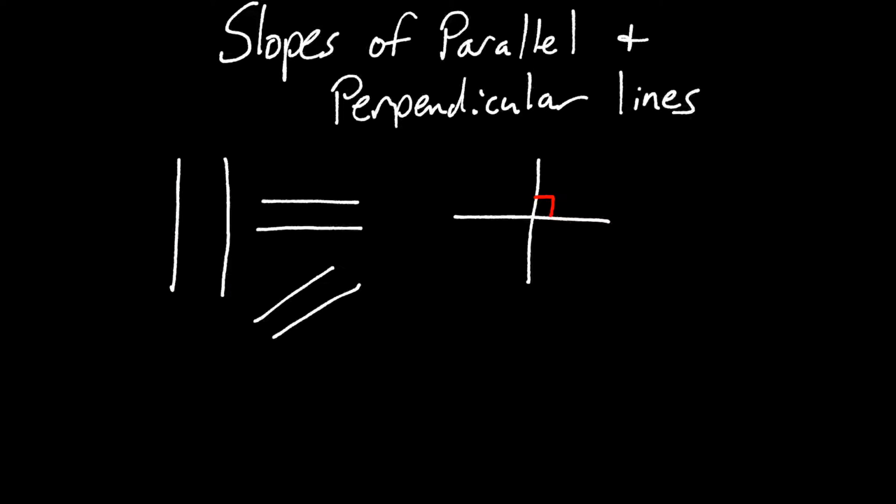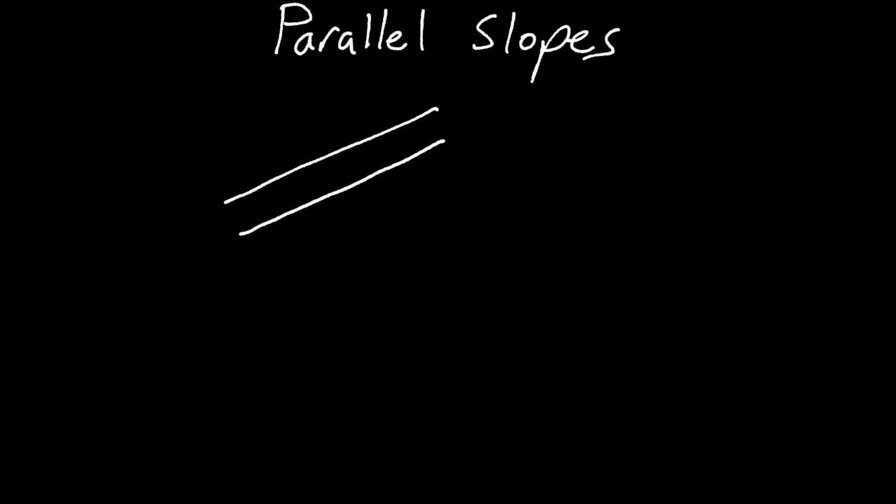Parallel lines never cross each other, and they never get closer or farther apart. They always stay the same distance apart. Now that we know what parallel and perpendicular lines are, let's clean off this page and talk about their slopes. So here we have two parallel lines, and we're going to talk about their slopes. What we need to remember about parallel slopes is that the slopes of the lines are exactly the same, and that's important, so let's write that down here.